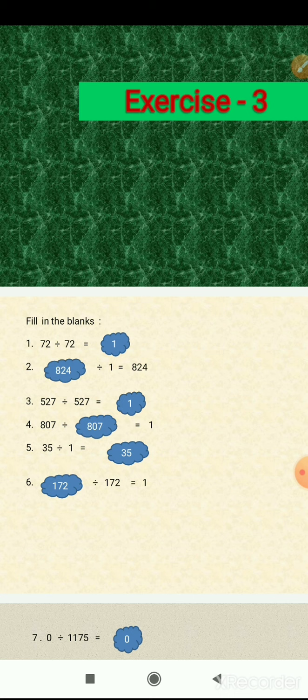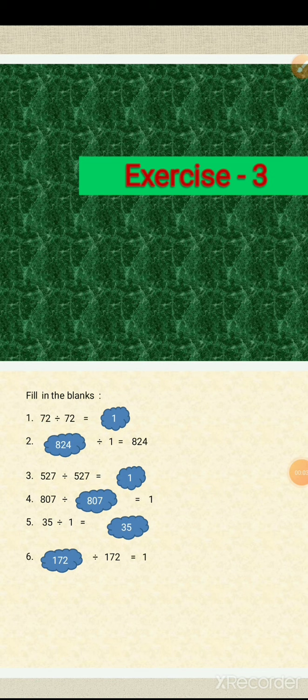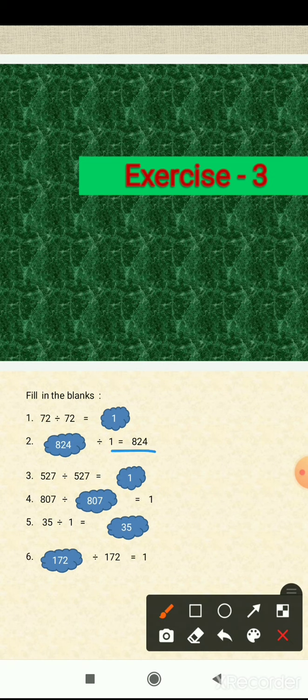See the second example. The divisor and quotient are given. We have learned that when the quotient is 824 and the divisor is 1, the dividend is that number itself. So here the answer will be 824. Next example, 527 divided by 527. We have learned when we divide any number by itself, the quotient is 1. So its answer will be 1.